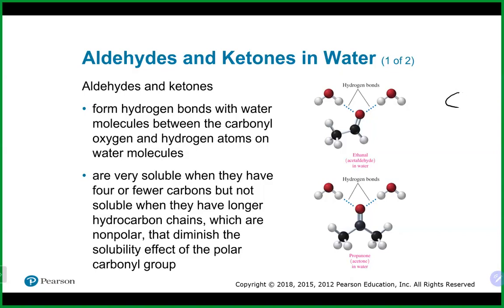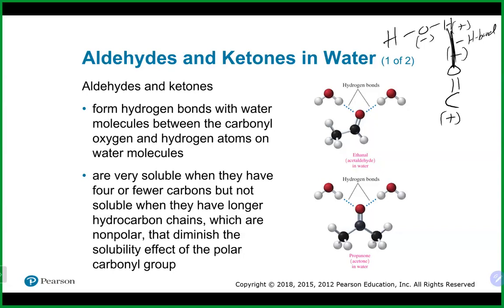Remember, as we saw earlier, that carbonyl group is partially positive on the carbon and partially negative on the oxygen. So when water, which is a polar molecule, is negatively charged on the oxygen and positively charged on the hydrogen, they can do some hydrogen bonding here. So they're able to hydrogen bond with water, which means that they are going to be soluble in water.